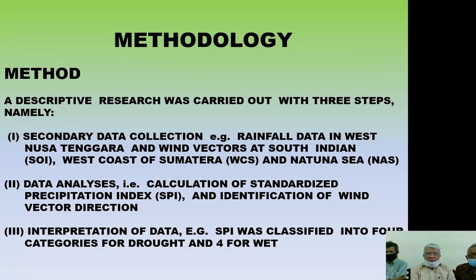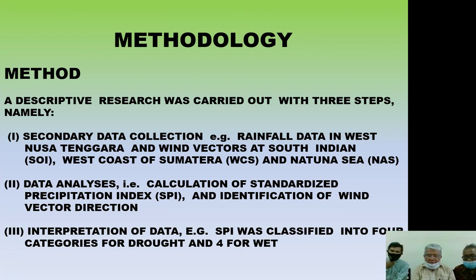The methods of our research: this research is a descriptive research. It was carried out with 3 steps. Namely, first, secondary data collection, for example, rainfall data in West Nusa Tenggara, and wind factors at South Indian Ocean, west coast of Sumatra and Natuna Seas. The second step is data analysis, the calculation of standardized precipitation index, SPI, and identification of wind vector direction. And the last is the interpretation of data.